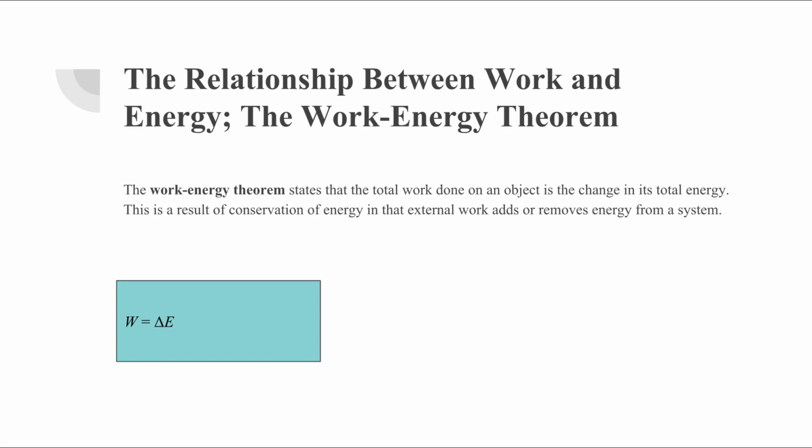So this is the work energy theorem, or the work energy principle. It states that the total work done on an object is the change in its total energy. So if all energy is conserved, then there'll be zero change in energy. That means there'll be no external work. And this fits in with conservation of energy. This can just be figured out from conservation of energy, that external work will add or remove energy from a system.